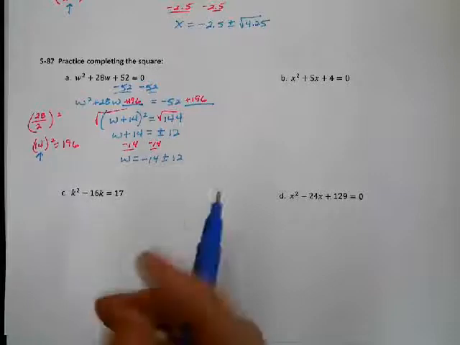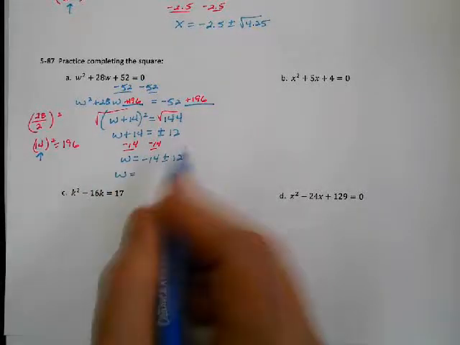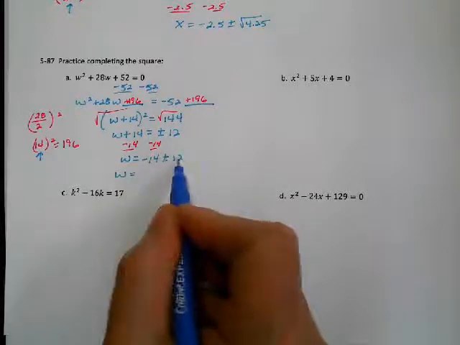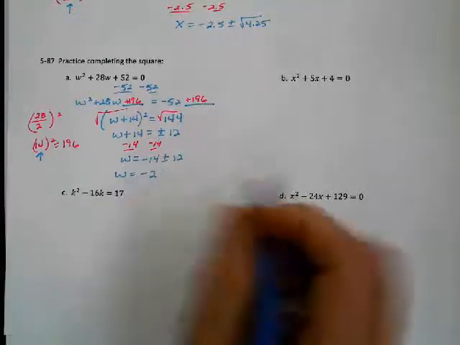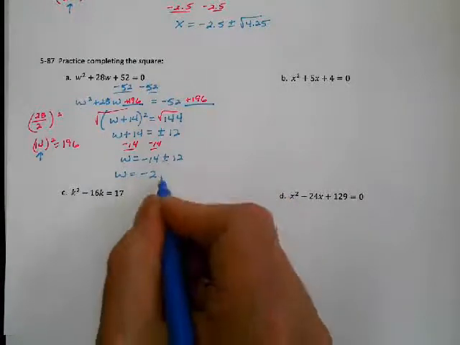Since both of these are integer values, I can actually write down the two solutions for this one. So one of my solutions is negative 14 plus 12. That's negative 2. My other solution is negative 14 minus 12. That's negative 26. There's my two answers.